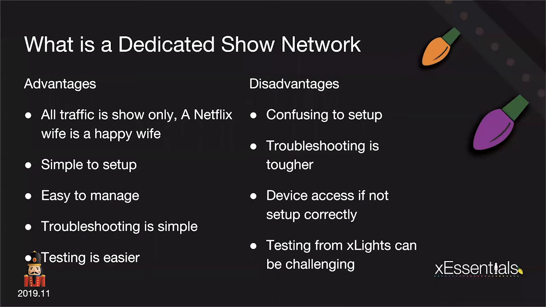Actually, I think this slide is a little off. It is not simple to set up. It is easy to manage, and troubleshooting is actually more difficult because you're operating off of 2 separate networks. You got your home network, and then you got your show network. And depending on how you set it up and how you get to it will determine how easy the troubleshooting is. So if you do a direct connect from your computer to your show network, then that's a little bit easier. You can also go through your Wi-Fi, through the Pi, and we'll go through that setup here shortly.